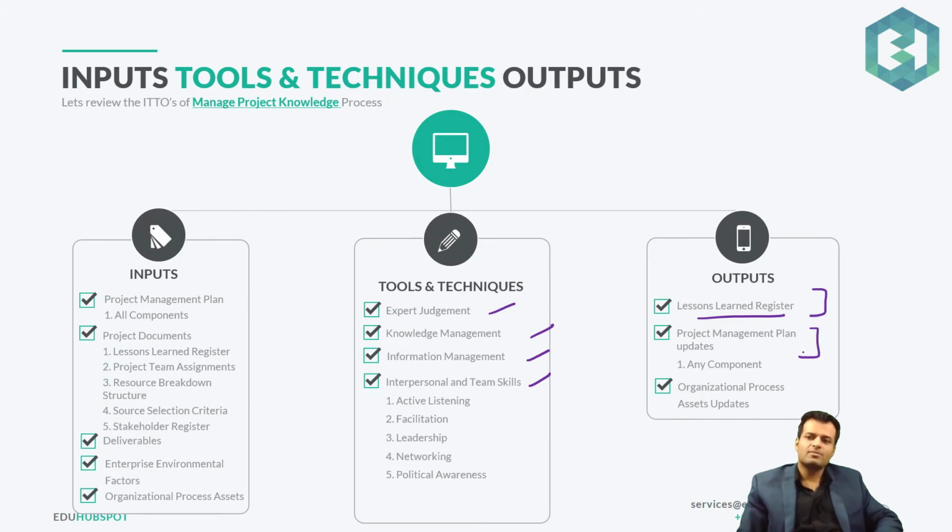And of course, based upon those lessons learned, the project management plan or project documents may get updated. One of the most important outputs, which is a common output, is the OPA updates. This is where I would definitely say it's important. Why? Because the lessons learned register which is formed here will automatically become part of the OPA updates. Okay.